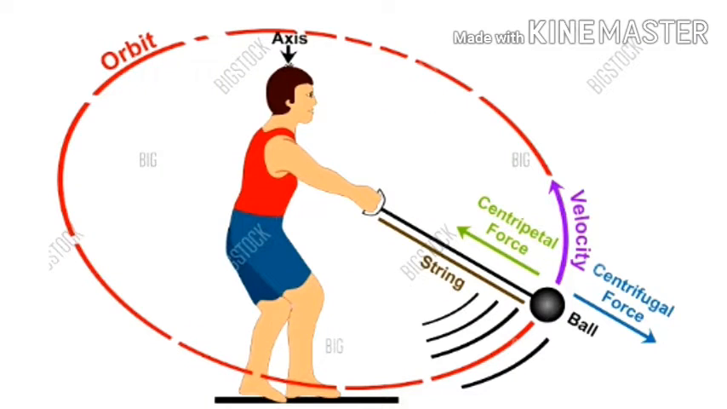So look at the picture. A ball is rotated. When the ball is rotated, a centripetal force is acting inwards, and there is a centrifugal force which is acting outwards, pulling the ball outwards. So there will be a pulling force, which is the centrifugal force. Opposite to the centrifugal force is the centripetal force, which makes the object move in a circular path.